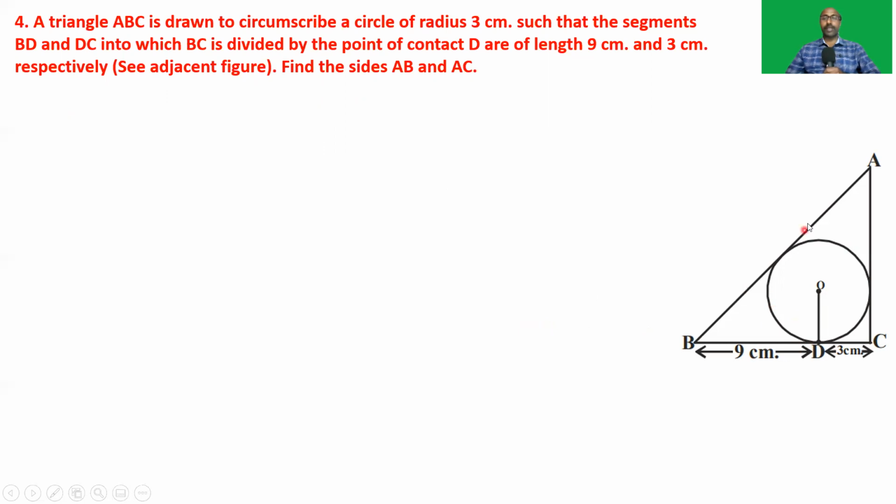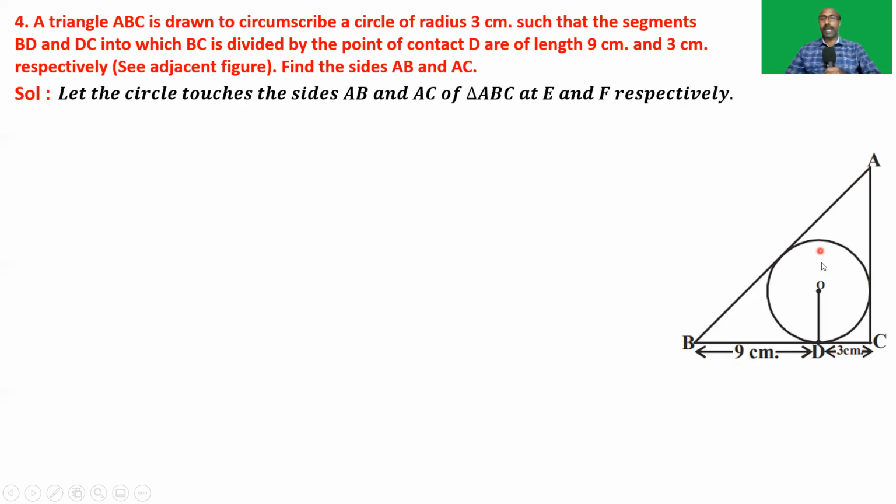This is the question. So here the triangle ABC is circumscribed by the circle with center O, and the segments BD and DC are divided by D, so that BD is equal to 9 centimeters, CD is equal to 3 centimeters. Now we have to find the lengths AB and AC. Okay, so here the circle touches the sides AB and AC at E and F respectively. E is the point of contact, and also here F is the point of contact.